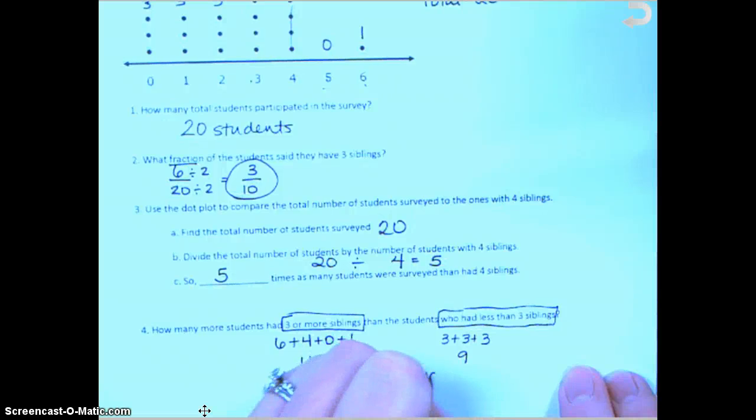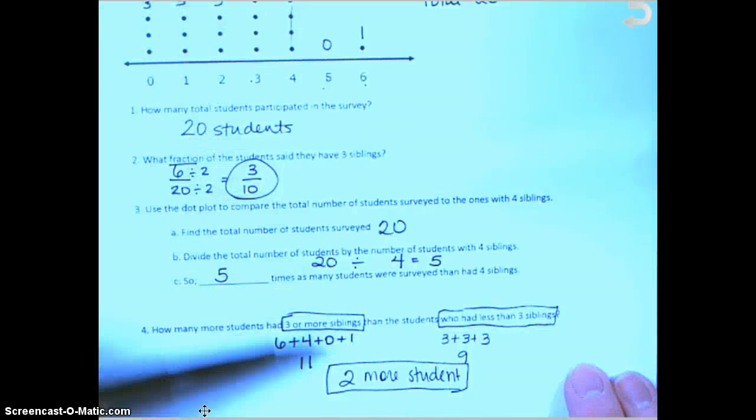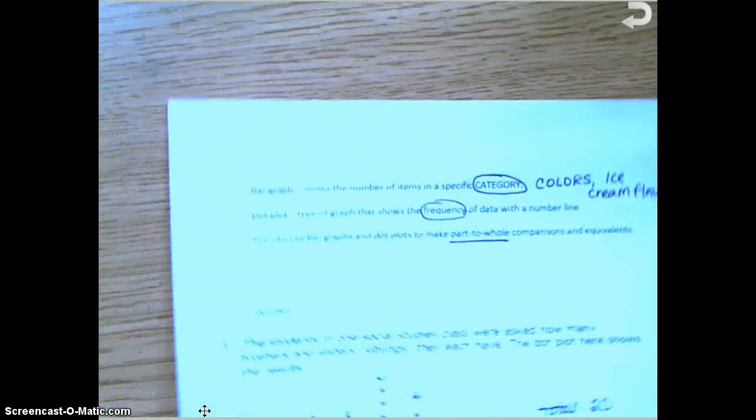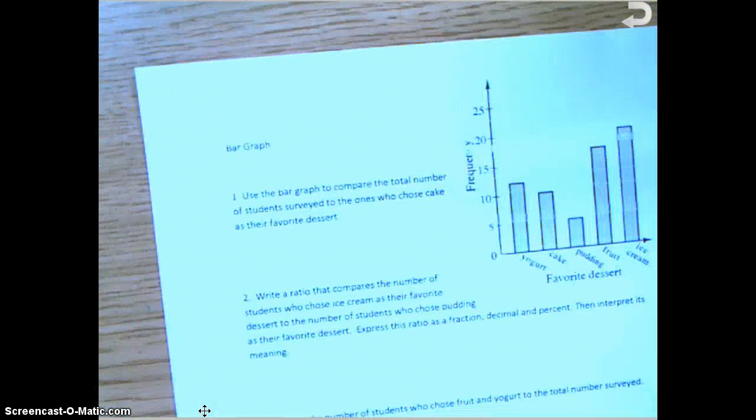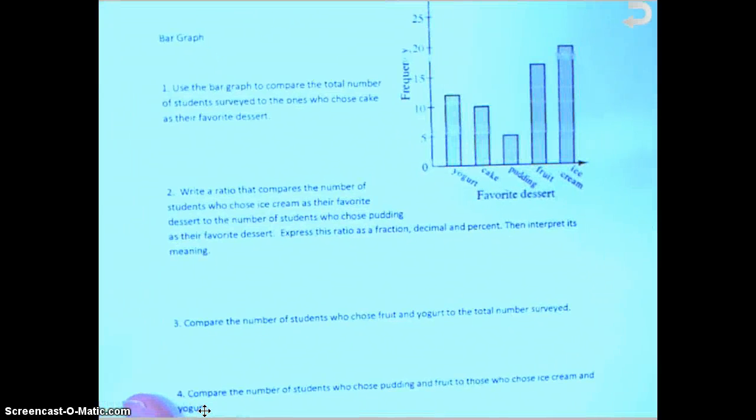So these are the type of questions you would have to answer with a dot plot. So not only are you going to have to understand what a dot plot looks like and how to analyze it, you're going to have to use that information to answer any questions they may give you. Now I talked about a bar graph. So here we go, let's talk about a bar graph.